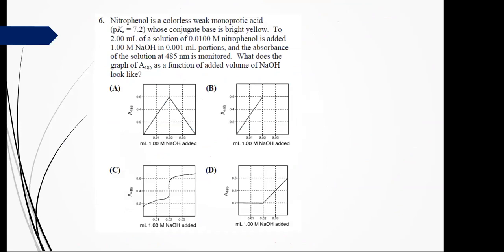No, this one's a little bit different. We haven't seen this type of question before, but we will be able to figure it out. You just have to think about your absorptions here. So right now we start off with a colorless weak acid, but its base is a bright yellow. And so yellow absorbs at 485 nanometers. So we're tracking how yellow it is.